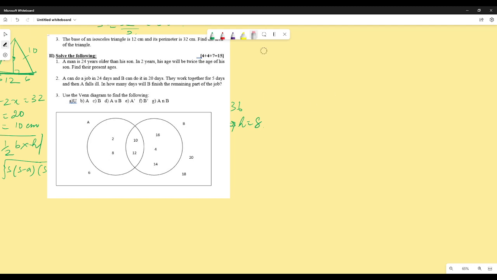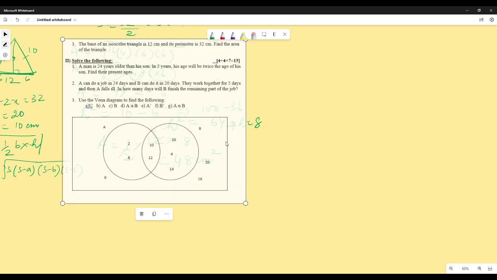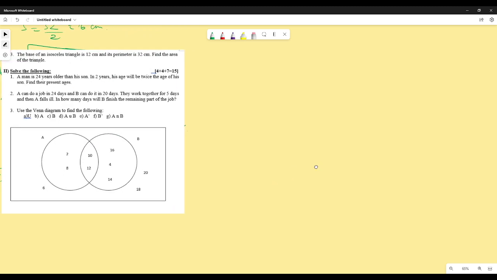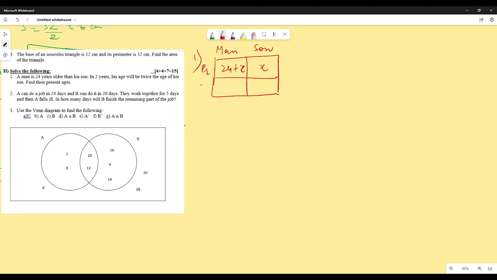All right. So let us move to the next part of the question. A man is 24 years older than his son. Now do you remember how we did those age problems using the table? So we are talking about the man and we are talking about the son over here. So let us first talk about the present ages. If his son is x years old, the man is 24 plus x because he is 24 years more than his son. Now we are talking about the future.